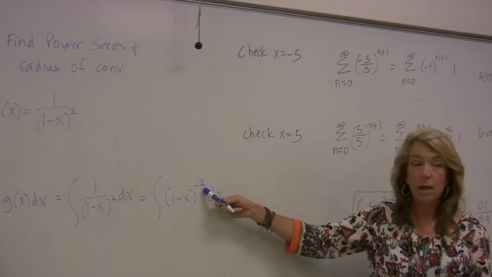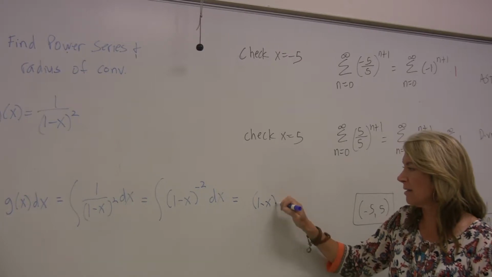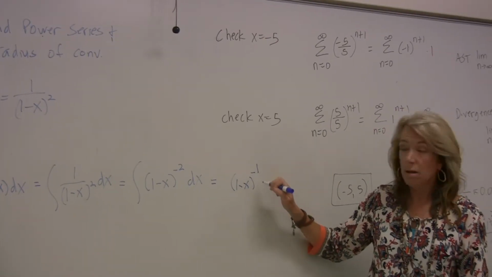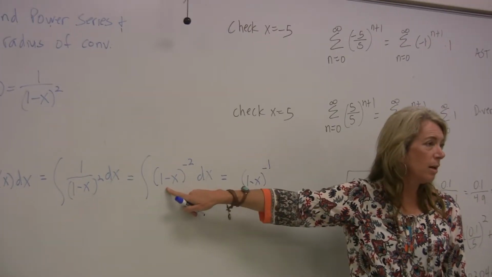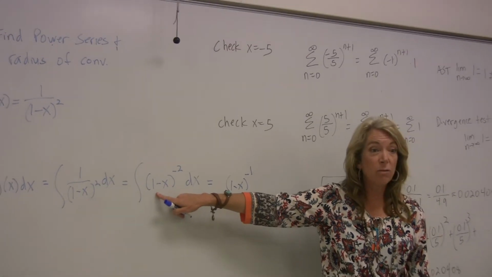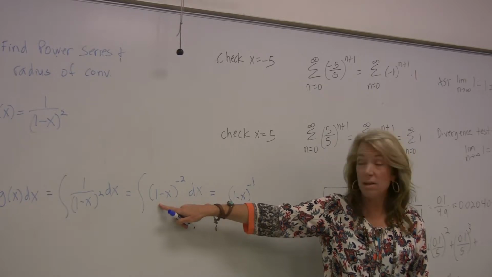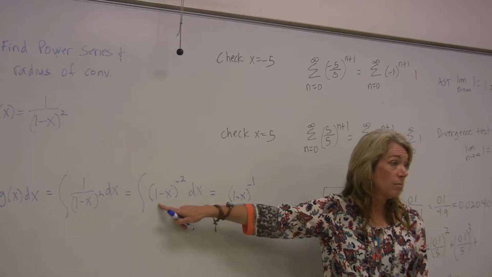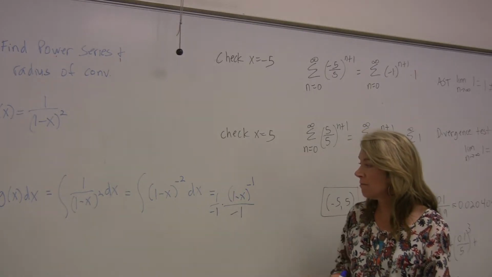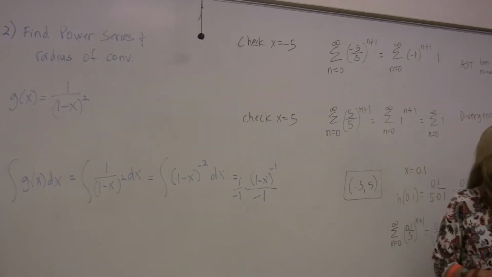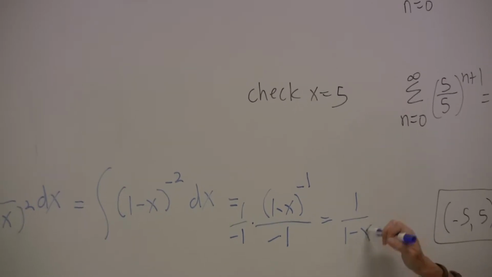Add 1 to the power. Add 1 to this exponent. So that'd be 1 minus x to the negative 1. And then I would divide by that negative 1. But there's also a little mental use of the reverse chain rule. You have to also divide by the derivative of the inside, which in this case is negative 1, another negative 1. So there's actually another negative 1 out here. So that's just positive 1 over 1 minus x.